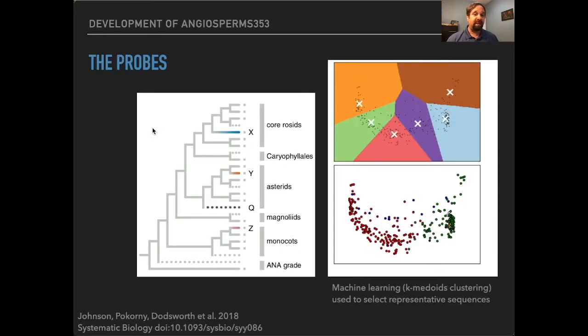However, the 1KP dataset had 610 angiosperms in it, and we couldn't design probes using every single species. Here's what we asked: if we chose species X, Y, and Z to be representative sequences in target capture probe design, would that be effective at recovering sequences from another species, like species Q? To help us choose these representative sequences, we used a k-medoid clustering method to choose between 5 and 15 representative sequences for each gene. We were able to do this for 353 of the loci, which is how we got Angiosperms353.